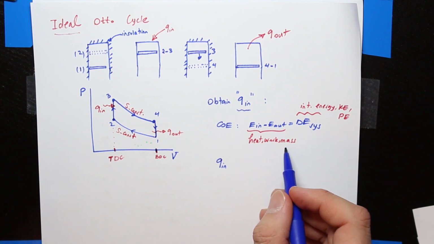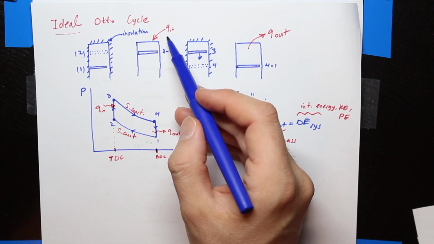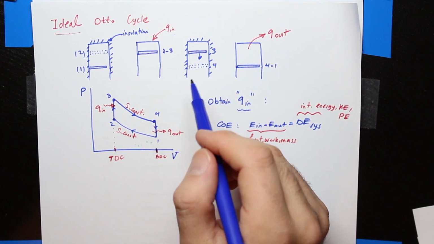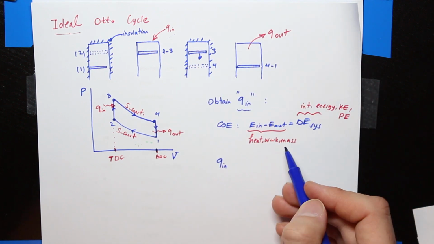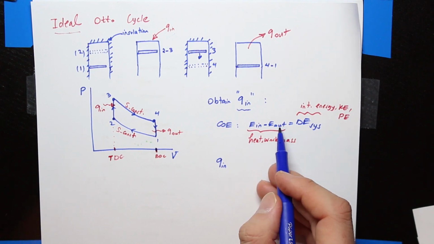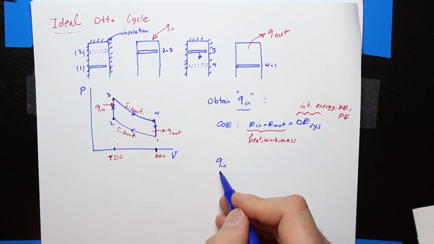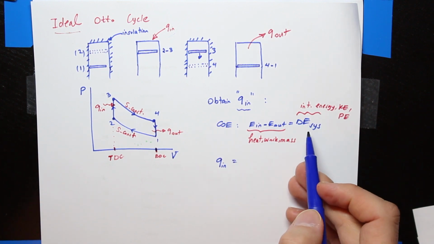What about mass? There is no mass going into this system during this process. During this process, the two valves that we typically have in the cylinder are both closed. So there is no energy going into the system by mass. So long story short, all we have on the left hand side of the conservation of energy is Q in going into the cylinder. Let's do the right hand side.